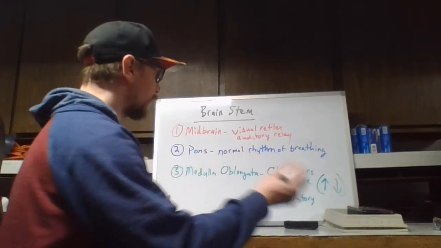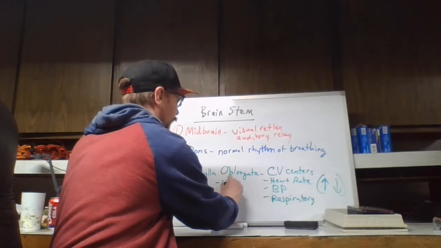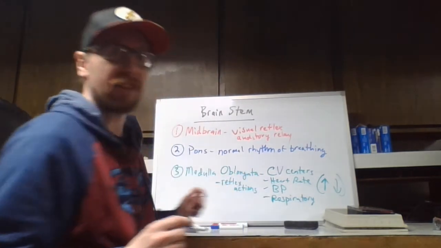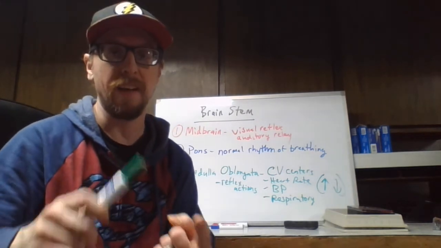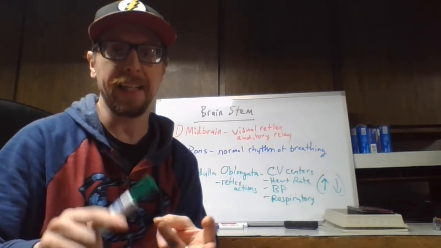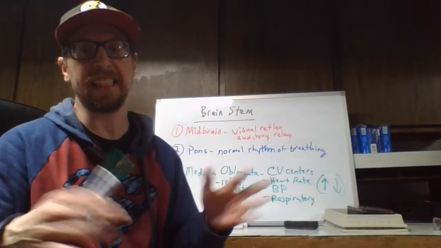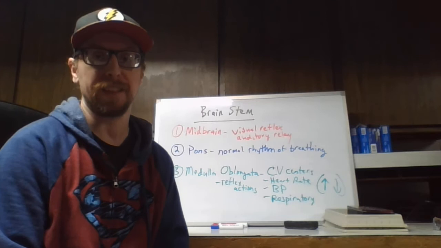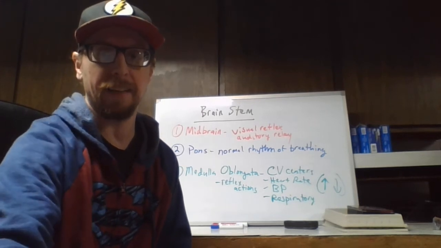Outside of that, the medulla oblongata helps out with a lot of reflex actions. What I mean by reflex actions is different actions that you have no control over. So vomiting, hiccuping, swallowing, coughing, sneezing, things like that. A lot of that is protective features for the body. That's coming from signals from the medulla oblongata.